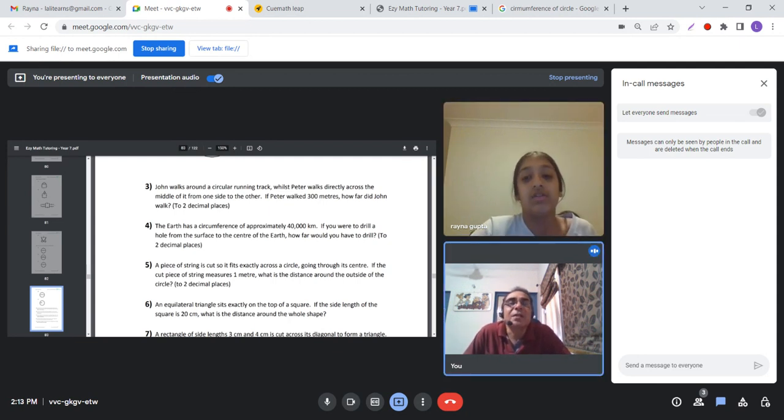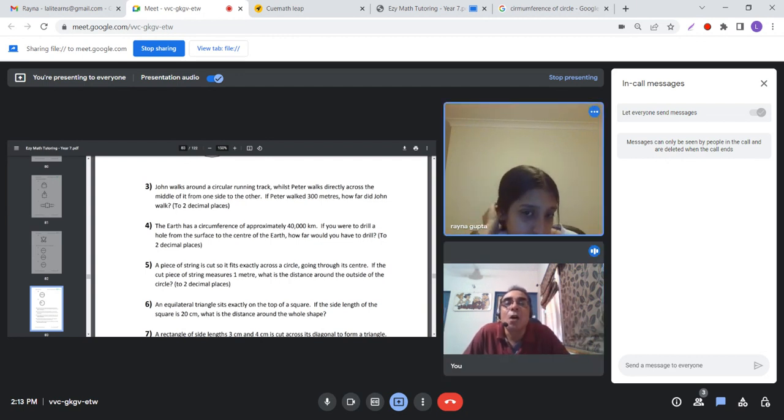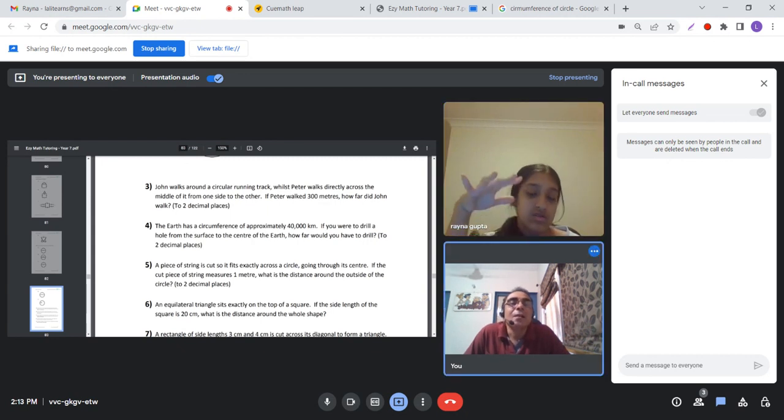Fourth, I mean. So 3.14 times 2 times 20,000? That is the circumference, not the radius or diameter. The circumference of the earth is 40,000 kilometers. If you were to drill a hole from the surface to the center, meaning the radius, how far would you have to drill? Circumference is given. You need to find the radius.